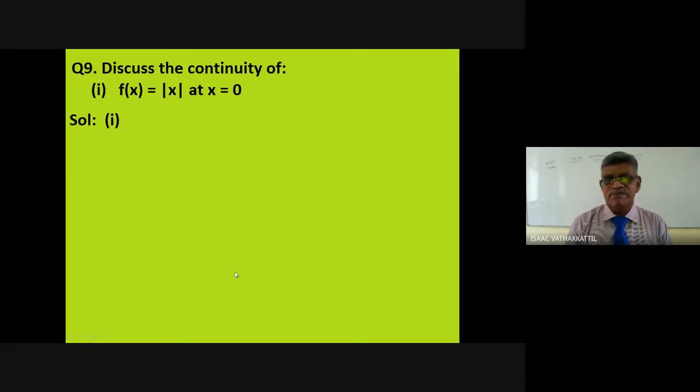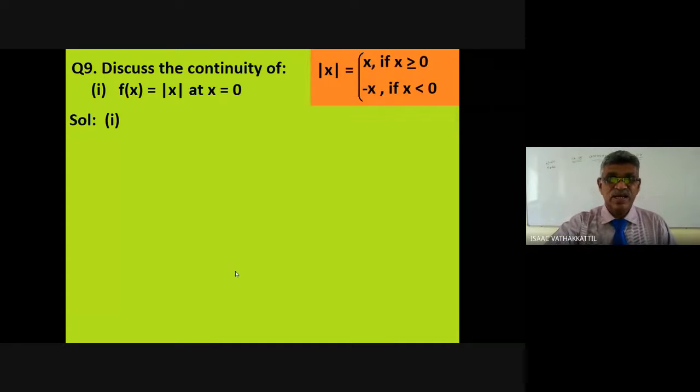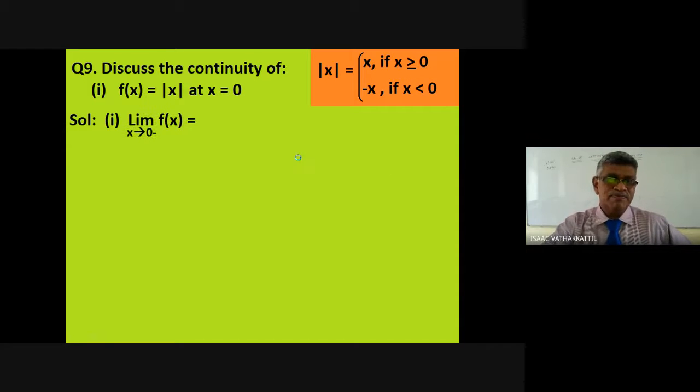You remember a function is continuous at a point if the left limit at that point equal to right limit at that point, and that is equal to f, the value of the function at that point. Here mod x is defined like this: it is x when x is more than or equal to 0, and minus x if x is less than 0. So let us take the left limit first, limit x tends to 0 minus f(x), or limit x tends to 0 minus of mod x.